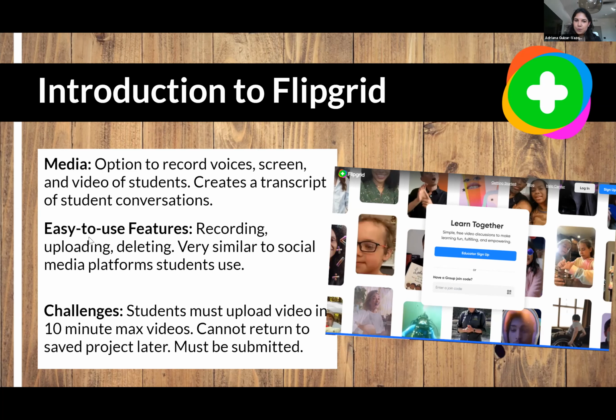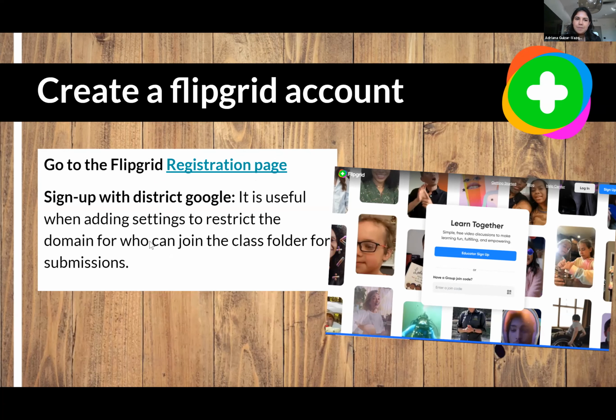It's easy to use for recording, uploading, deleting, and it works very similar to social media platforms that students are already very familiar with. Some of the challenges, again, with this one is that they do have a time limit of 10 minutes. And so if, for example, a Socratic Seminar, usually my students take about 15 minutes to complete their 3 questions. They have to submit it in separate sittings.